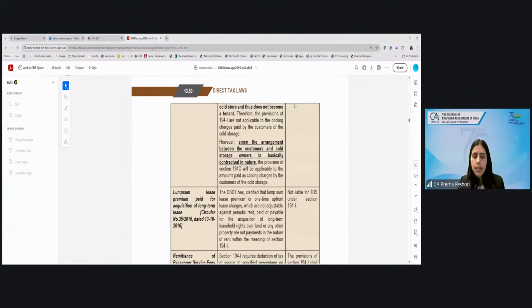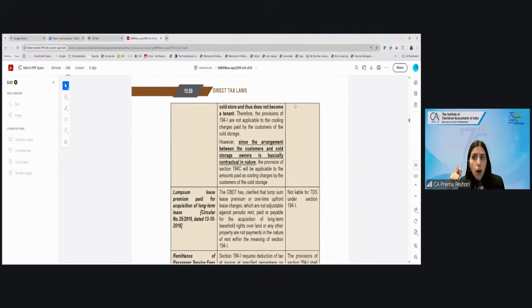Next is a CBDT circular for lump sum lease premium paid for acquisition of long-term lease. Again, the CBDT has clarified that the lump sum lease premium, which is a one-time upfront lease charge for a long-term lease, is paid at the initial payment itself and is not adjustable against periodic rent. And this is for the acquisition of long-term leasehold rights.